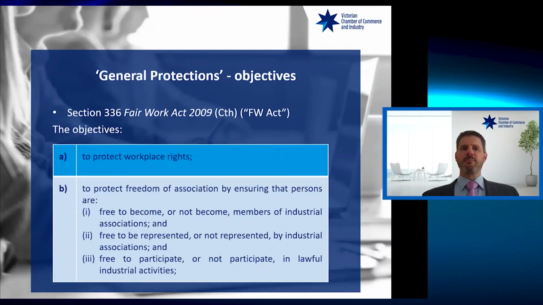The general protections objectives are to protect a number of things. The main protection is to protect workplace rights. And this is the area where, in our experience, we see the most common general protections claims. And we will talk about what a workplace right is in a moment. But typically a workplace right is where you have access to a benefit under a workplace law, so health and safety legislation or the Fair Work Act. You've got access to a benefit under an award or an enterprise agreement, like penalty rates or overtime or working hours, that kind of thing.